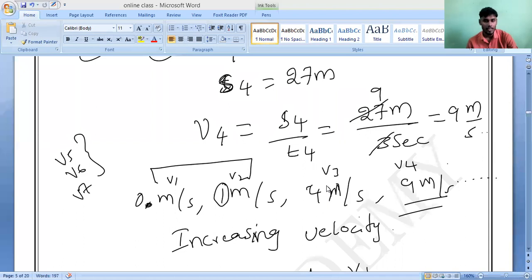Is it increasing acceleration or decreasing acceleration? Increasing acceleration, correct? Next, second question, go.